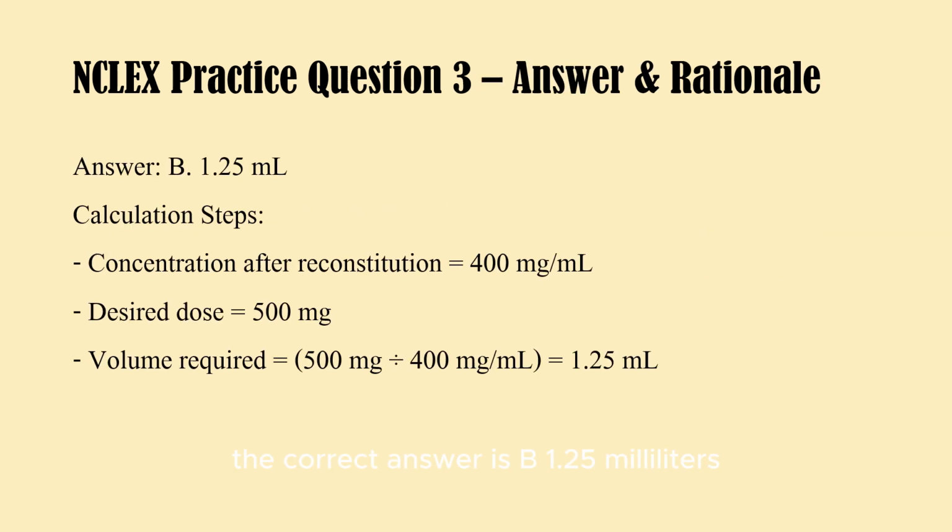The correct answer is B. 1.25 milliliters. The calculation is 500 milligrams divided by 400 milligrams per milliliter, resulting in 1.25 milliliters for the appropriate dose.